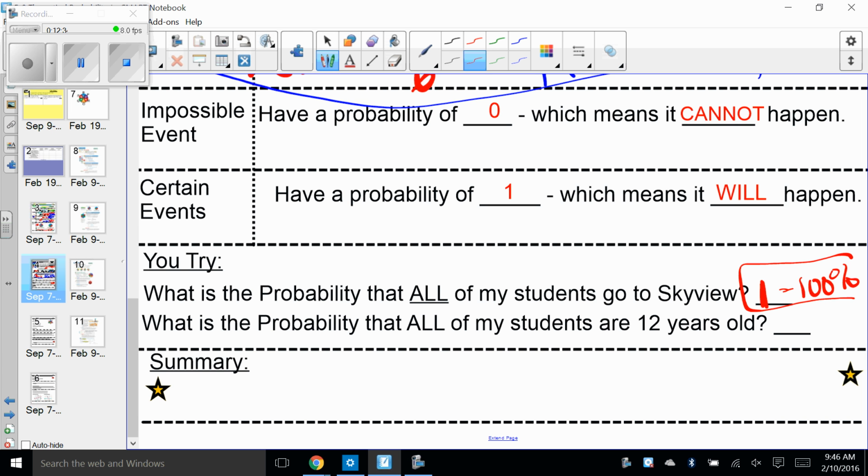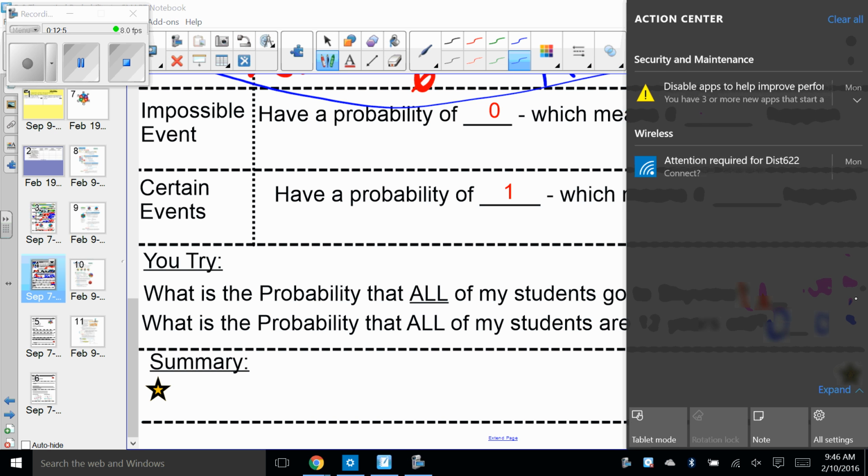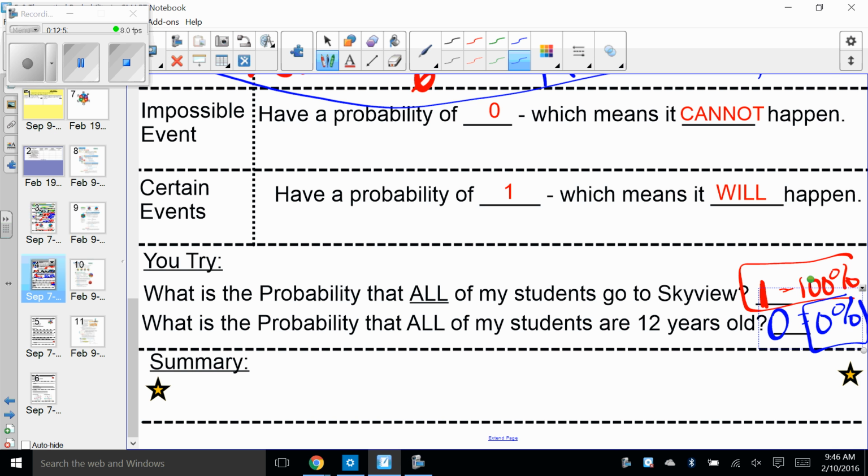The opposite situation of that is, what is the probability that all of my students are 12 years old? That's definitely not true because I know I have some 12-year-olds, I have some 13-year-olds, and I think I even have one 11-year-old. So what's the probability that all of my students are 12 years old? No, not true. Some of my students are 12 years old. Most of my students are 12 years old. But the key is, are all of my students 12 years old?